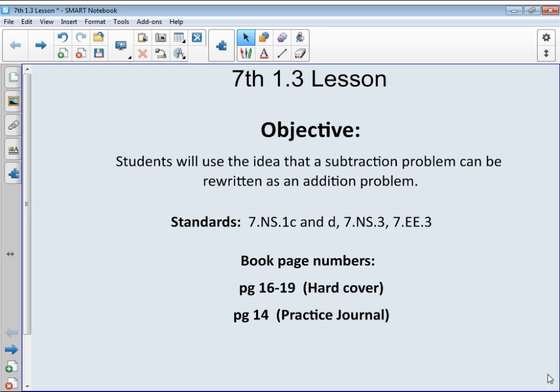Okay, today we'll be working with the 7th grade Red Big Ideas book, and this is lesson 1.3. The objective is students will use the idea that a subtraction problem can be rewritten as an addition problem. The standards that are covered in this lesson are 7NS1C and D, 7NS3, and 7EE3. The book pages that you will be using out of your Red Big Ideas book are pages 16 through 19 on the hardcover book and page 14 out of the practice journal.